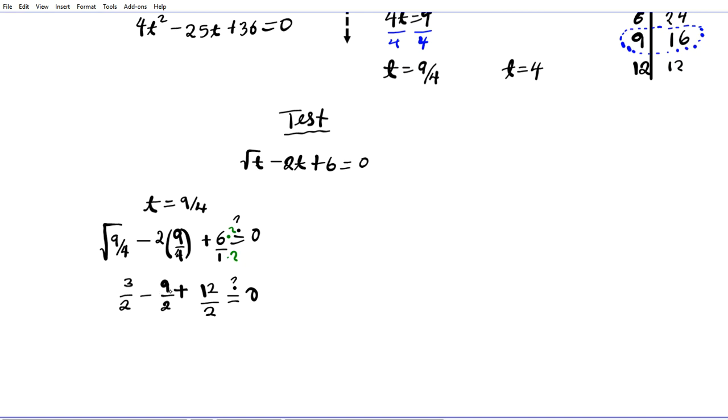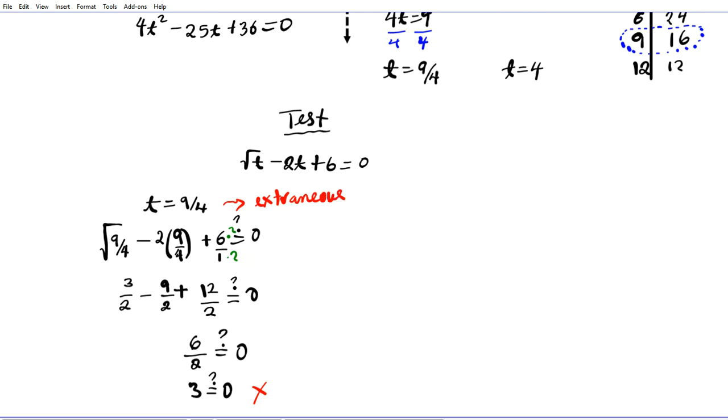3 minus 9 is negative 6. Negative 6 plus 12 is positive 6. Is 6 over 2 equal to 0? Is 3 equal to 0? The answer is no. So that tells us that this solution is extraneous.